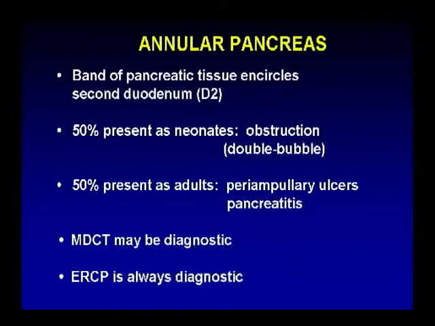This is due to a bifid ventral pancreatic bud, and what results is this band of pancreatic tissue that encircles the second duodenum. About half of patients will present in the neonatal period with the classic double bubble sign, but half of patients will present as adults, typically with periampullary ulcerations and pancreatitis. Now, again, CT may be diagnostic if you're able to trace the duodenum through the head of the pancreas, and ERCP, again, is considered the gold standard.